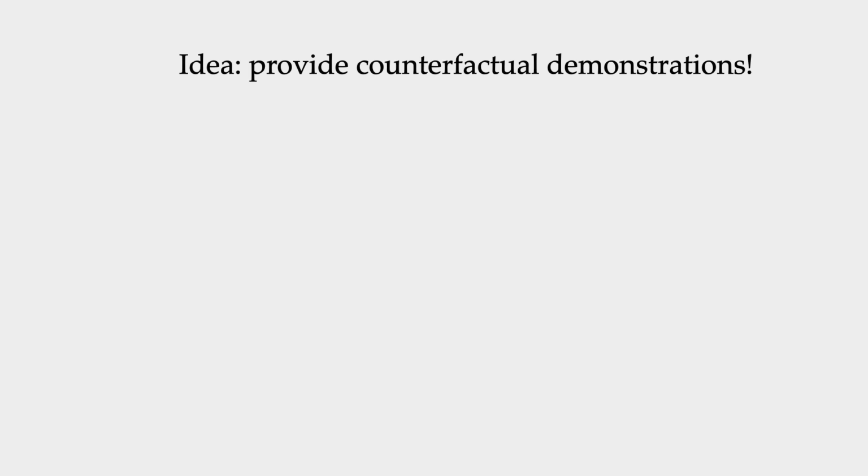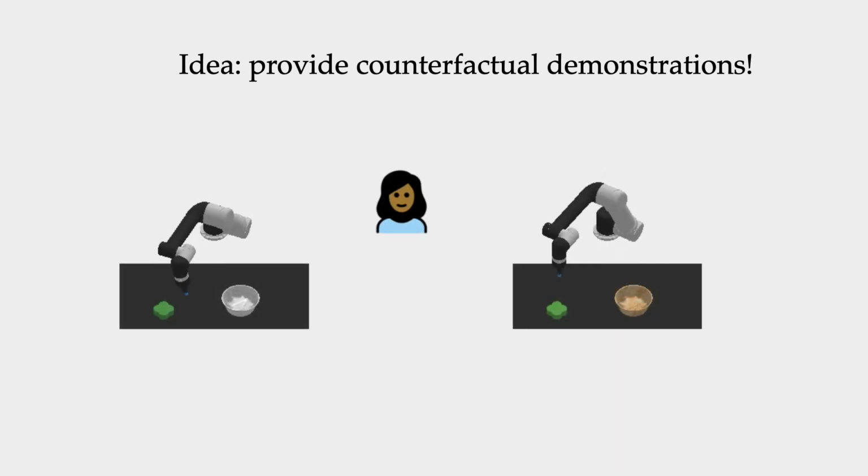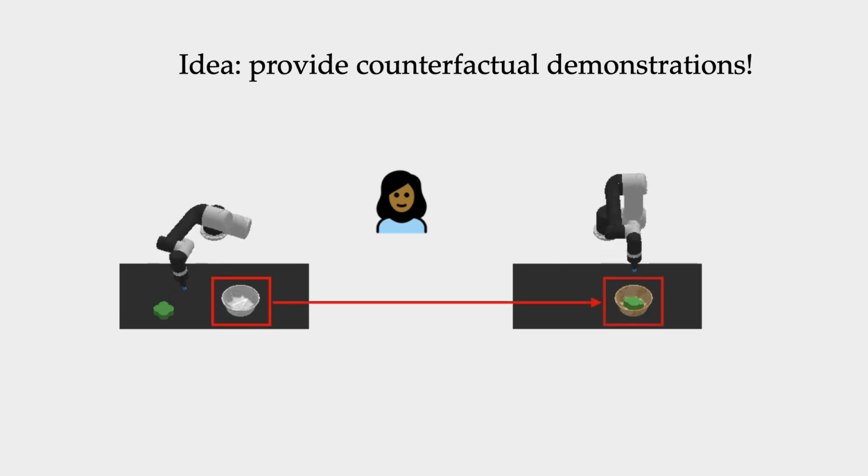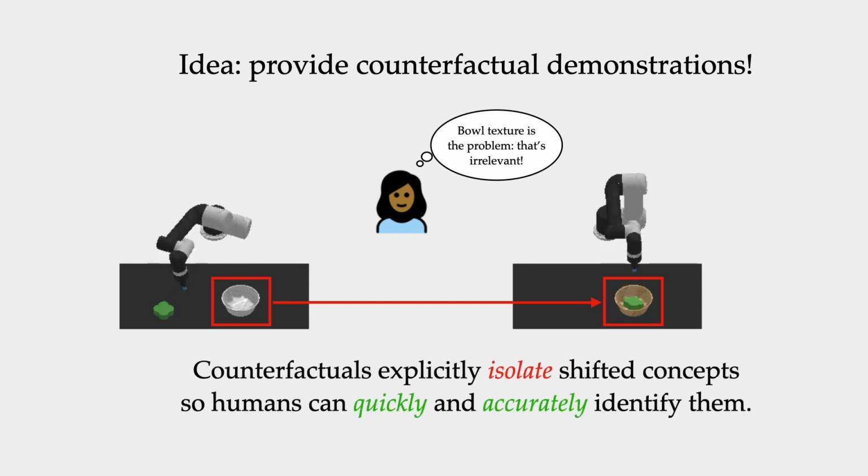Our idea is to explicitly provide counterfactual demonstrations. Now, what does this mean? Consider the following example. If we had also provided a contrastive explanation, such as the robot being able to put the salad in the bowl had the bowl texture been changed, then the user would be able to better understand that bowl texture is indeed the problem, and potentially also identify that it's relevant for their task. In this way, counterfactuals explicitly isolate shifted concepts so that our human users can quickly and accurately identify them.